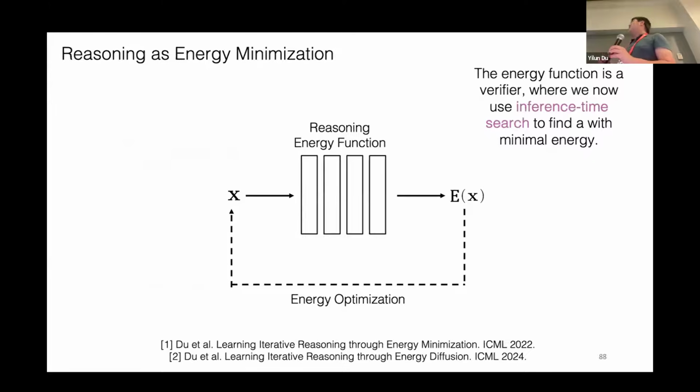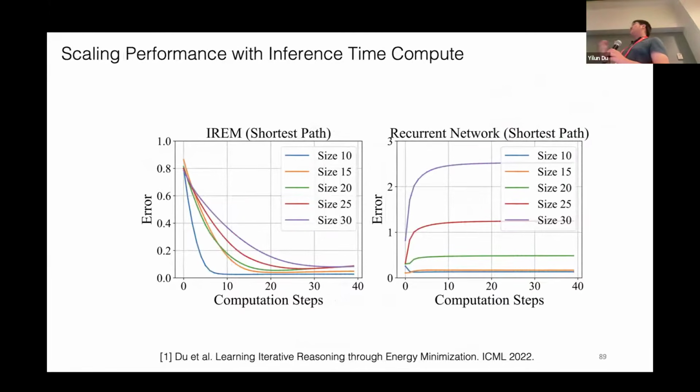And now in this setting, the energy function is basically a verifier, where it's just checking how good a solution is, and you're just using some type of inference time search procedure to find a solution for solving this task. And the benefit of this type of iterative energy minimization procedure is that to use more steps of computation, you simply run more steps of optimization to minimize your energy. And what we find is that as you run more steps of optimization, you smoothly get less and less error, where we train this model on graphs of size 10, and by running more steps of optimization, we're able to generalize it up to graphs of size 30.